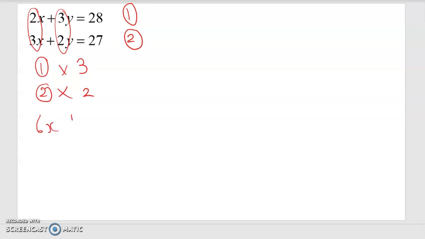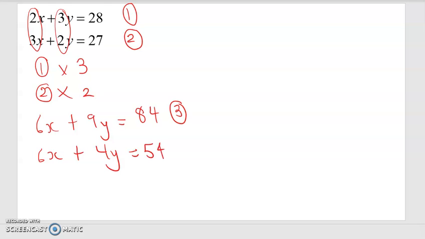And I'm just going to begin that process, timesing everything by 3. 28 by 3, that's 84. I'm going to call that equation 3, and then I'm doing equation 2 by 2. So I'm doubling, doubling, doubling. Oops, equation 4. Now I can see that I have two terms that are identical. They are the same. They're not different, they're the same. So if they're the same, we subtract.